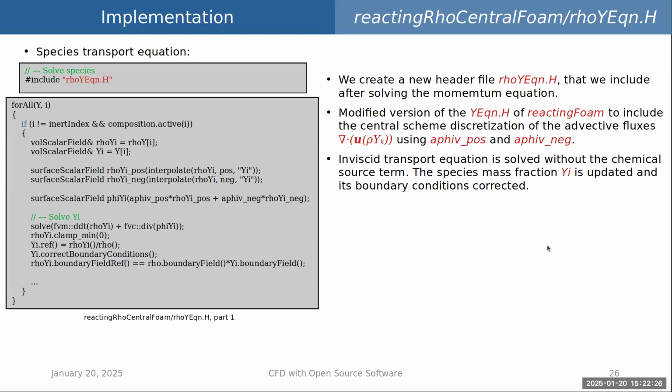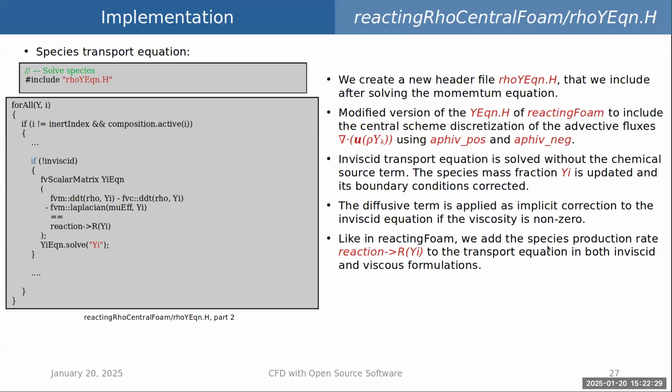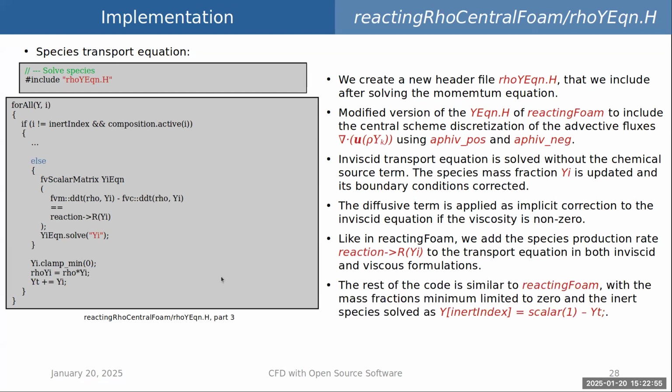Then the mass fraction is updated and its boundaries are corrected. After that, we solve the equation with the viscous term if the fluid is non-inviscid, and we add the chemical source term as well. You can see here the full equation: the time derivative, the diffusive terms that are implicit, and the chemical source term. That's if the fluid is not inviscid, and if the fluid is inviscid, then it's basically the same, but you don't add the diffusive term. And finally, the rest of the code is similar to reactingFoam, with the computation of the inert species mass fraction.